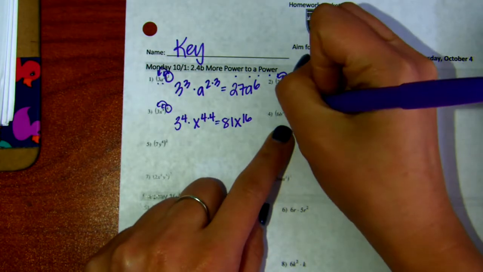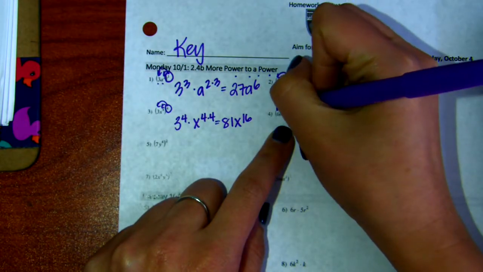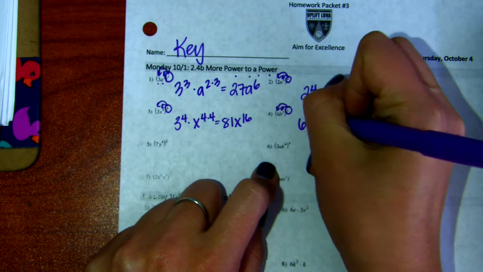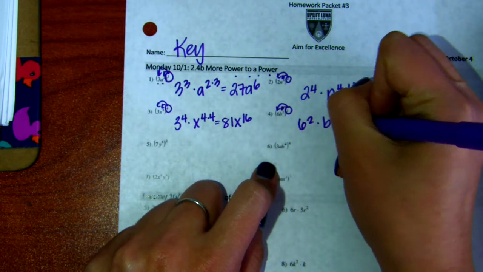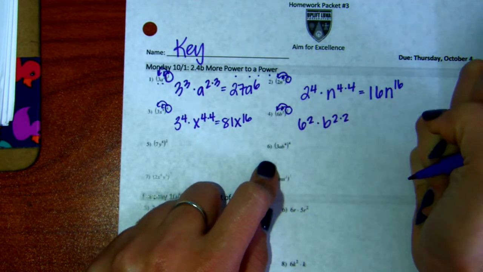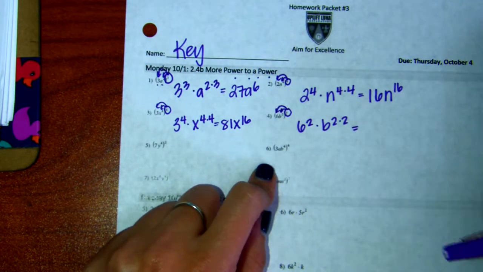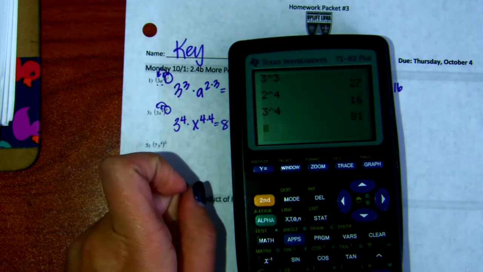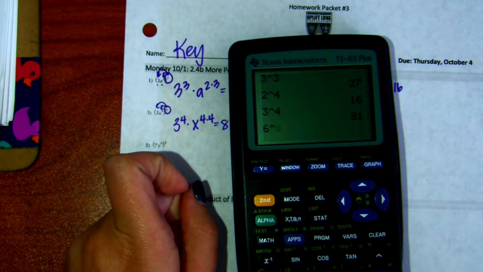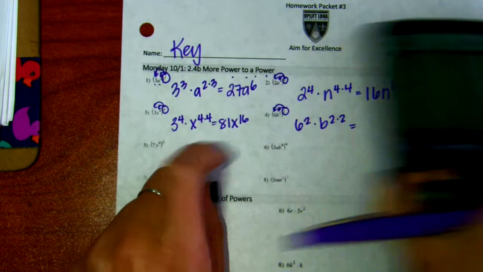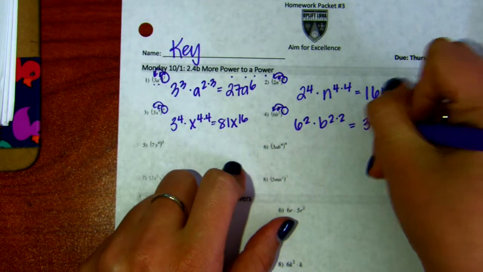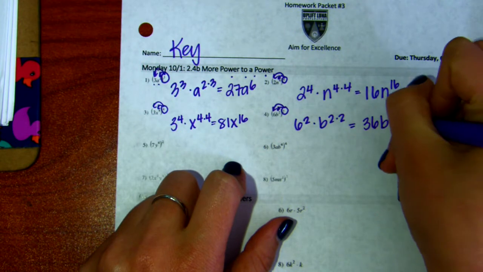In number 4, I distribute the 2 to the 6 and the b. 6 squared times b squared times 2. 6 squared is 36. b to the 4th power.